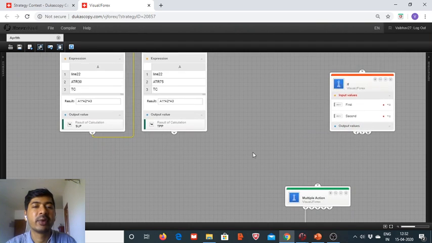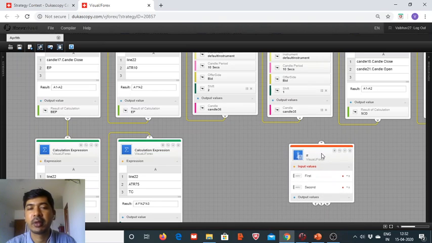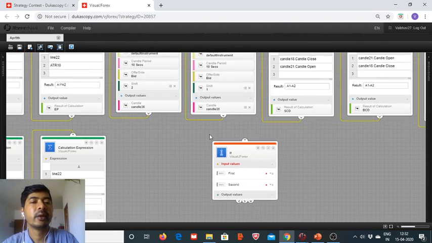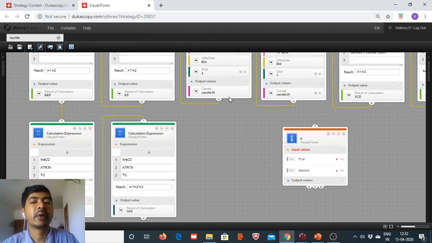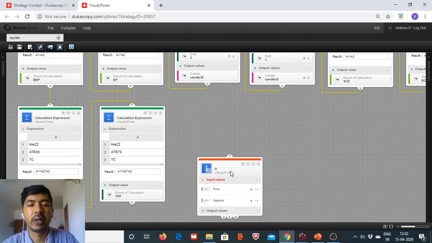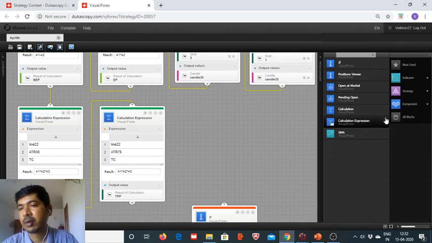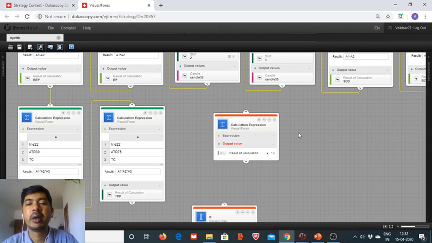We will need to define some sell entry points. Not some, only one sell entry point. So first let us define the sell entry point and then we will start adding the if conditions. So first we do that calculation, we take the calculation expression. We have got this, okay.